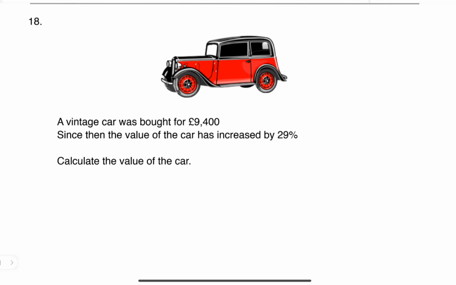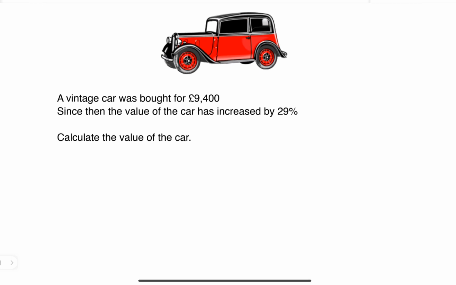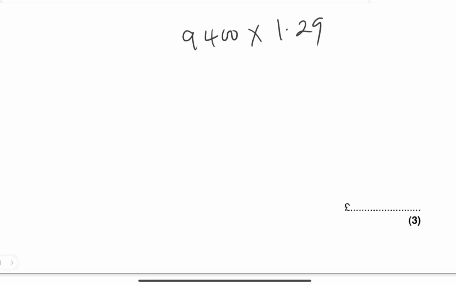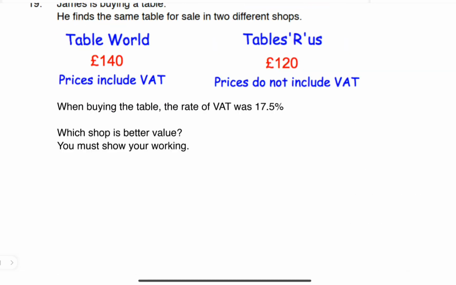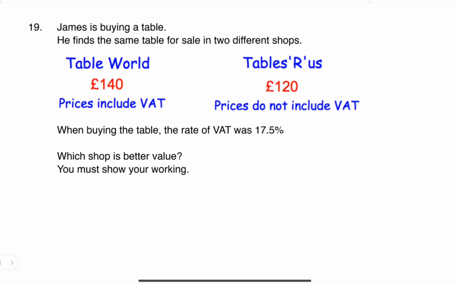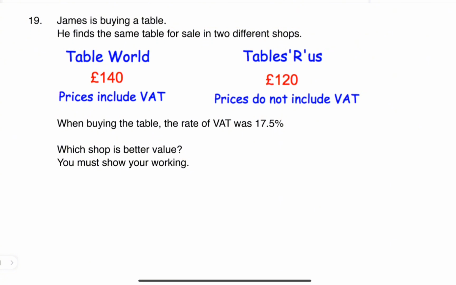The vintage car was bought for £9,400. Since then, the value of the car increased by 29%. Calculate the value of the car. Easy. 9,400 times 1.29. Put that in the calculator as well. So I believe now this is clear and it is very easy to do.